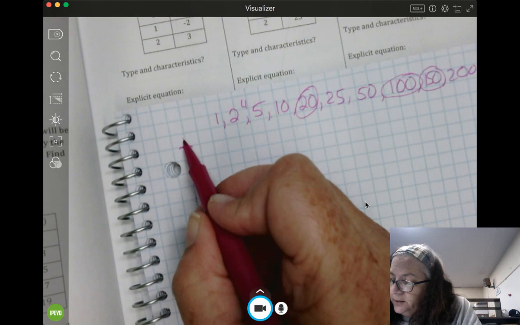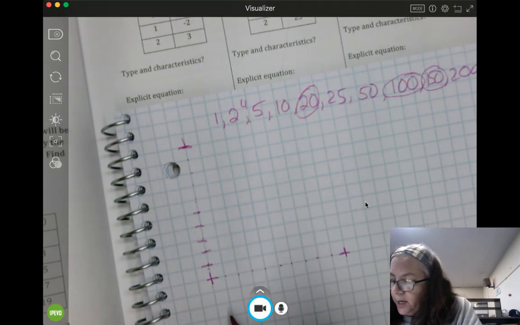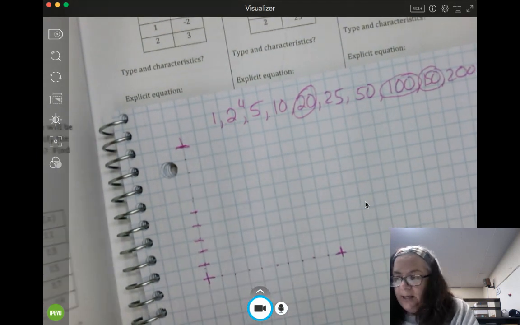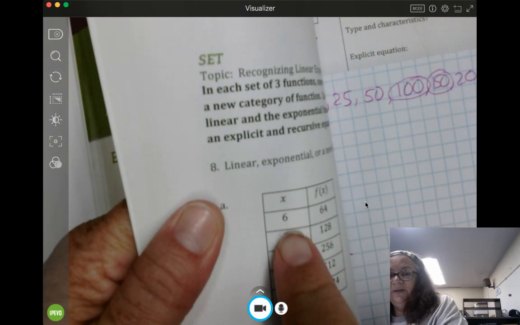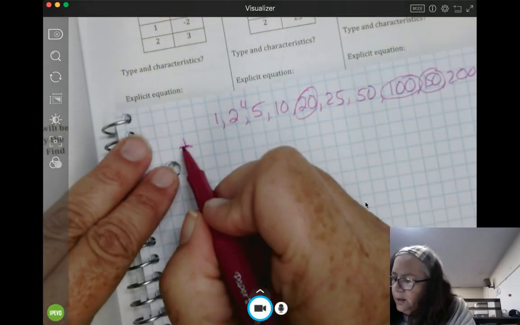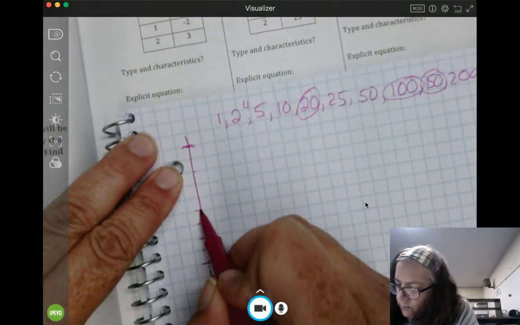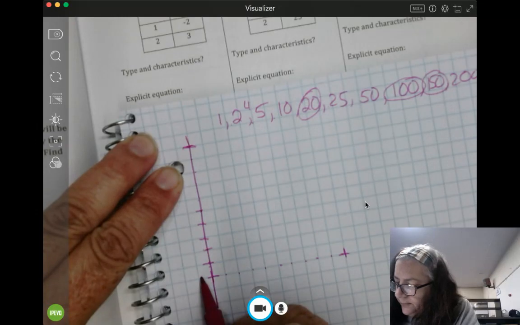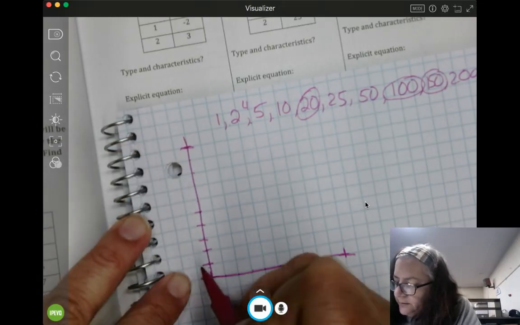And the other thing is, where can I put my y-axis? Well, if I look at my x's, they're all positive and they start with 6. So I'm going to go ahead and put my y-axis right on the edge of the graph because I don't need any negatives.